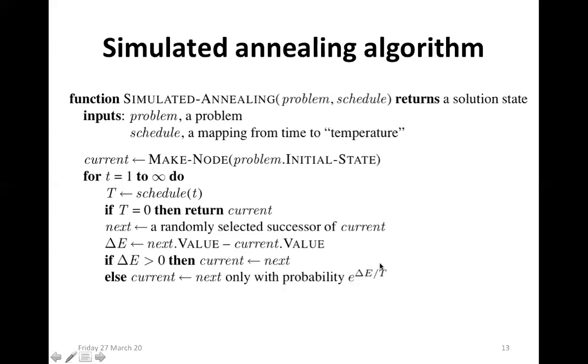And what is that equation? E raised to the power delta E divided by T. You know that delta E is the difference of the energy, and T is the temperature. So we divide the difference of the energy by the temperature. For example, the temperature here is 100, and delta E is, suppose, positive or maybe negative, like minus 25. Then we have a division, and then we take the exponent.